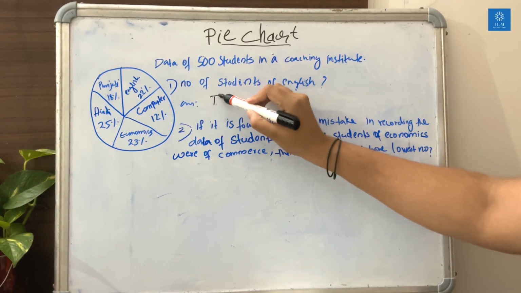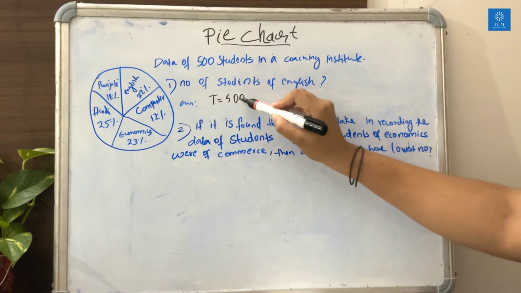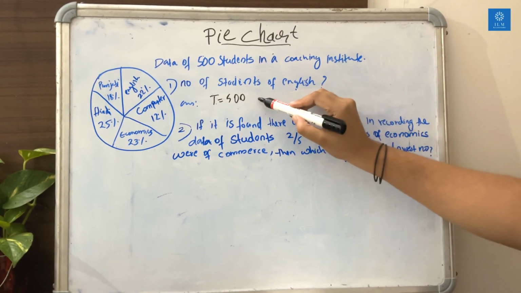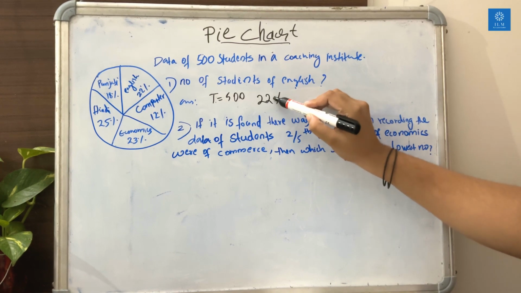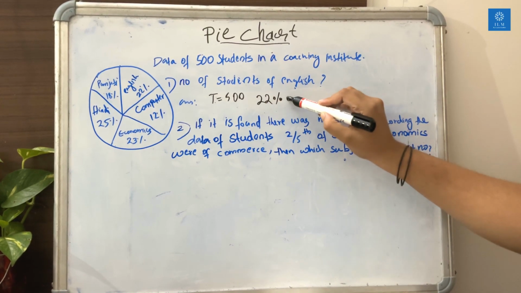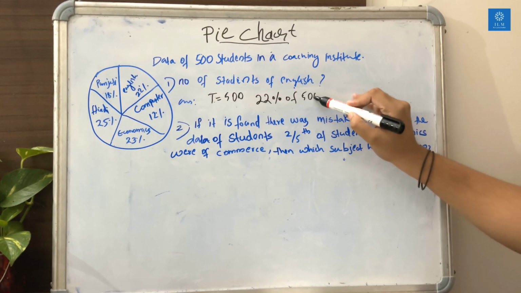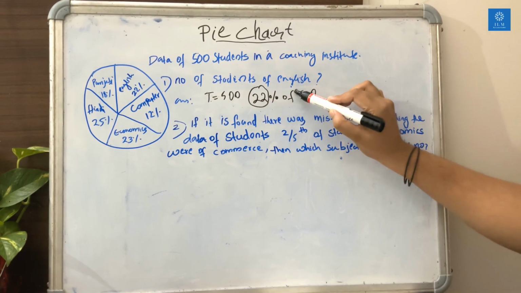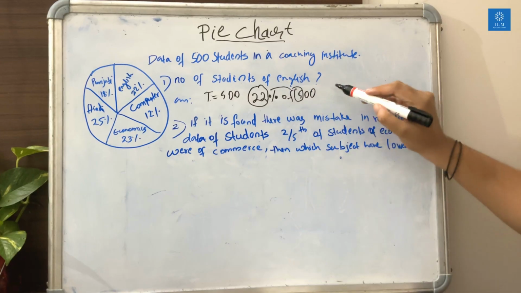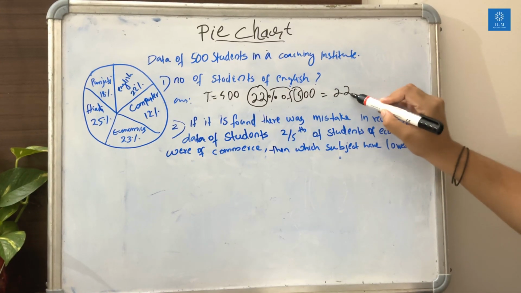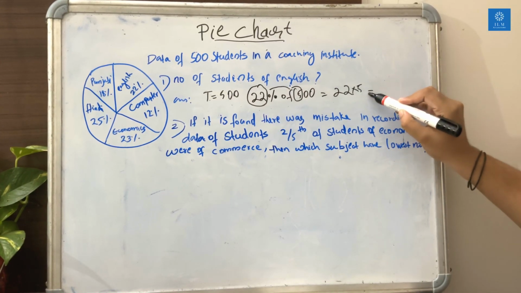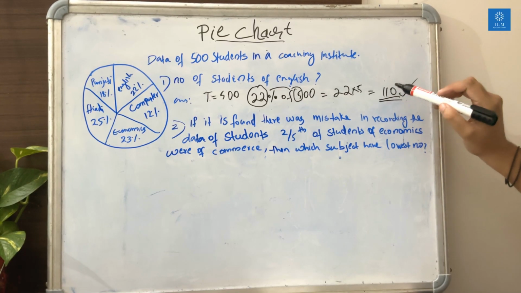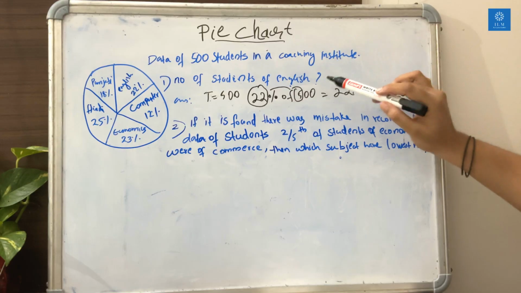So total number of students is 500, right? Now we have to find how many students are there in English. English is 22 percentage, so we have to find 22 percentage of 500. How much is it? There was a trick that we discussed. It was 22 into 5. That is going to be 110. So 110 students are present in English.